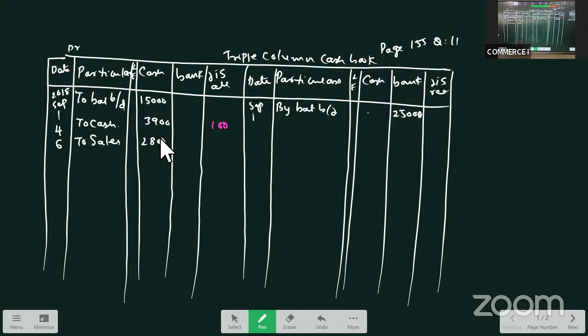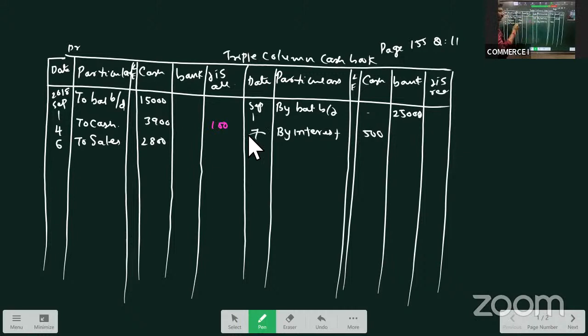Then interest paid. Interest paid 500. So there is an outflow. It is a payment, no? It is an outflow of cash. Write it on the credit side. By interest. How much? 500. Interest paid 500 on 7.